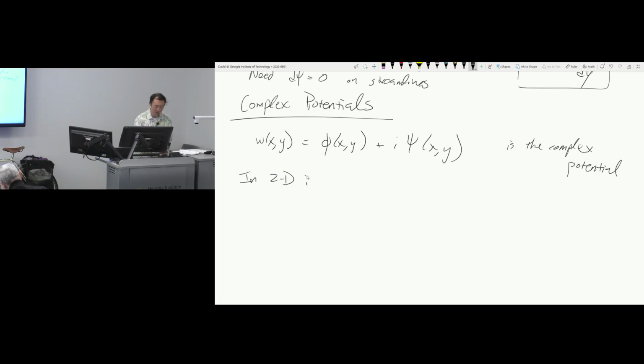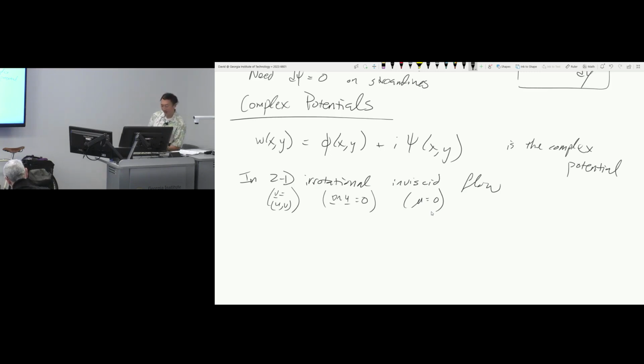So in 2D irrotational, inviscid flow, let's remember what all this means. 2D means you have u equal to (u, v). Irrotational means that you have no curl. And inviscid means that there's no viscosity. They're all independent things. 2D flow, if you want to measure something in the plane. Irrotational, if you're considering flows that don't have any curl anywhere.